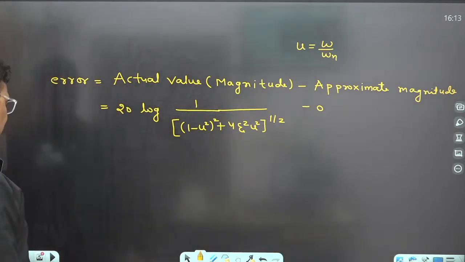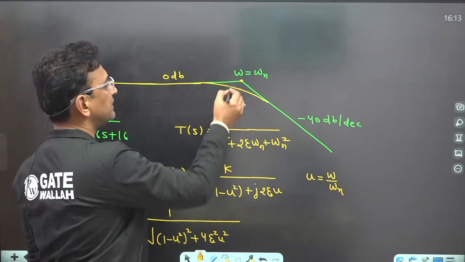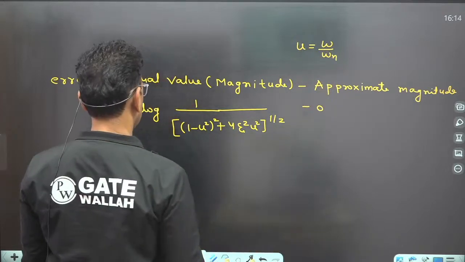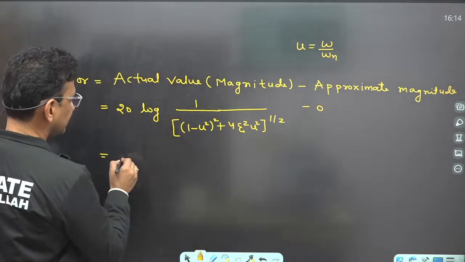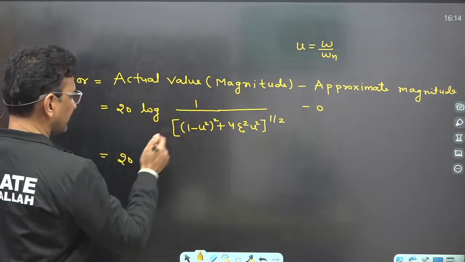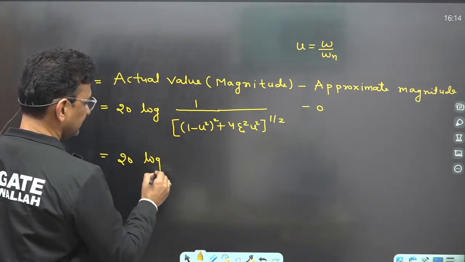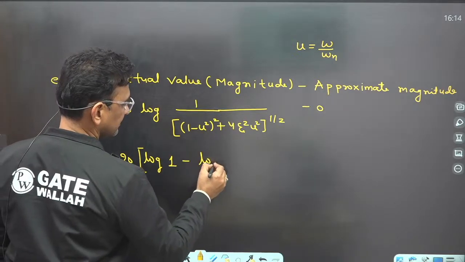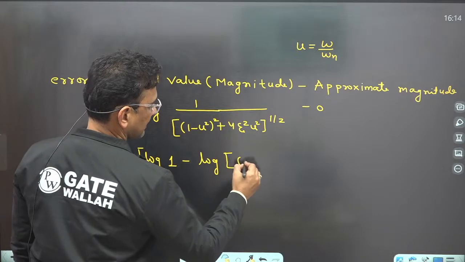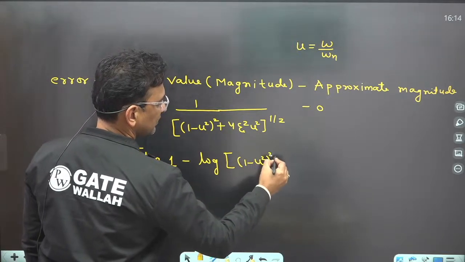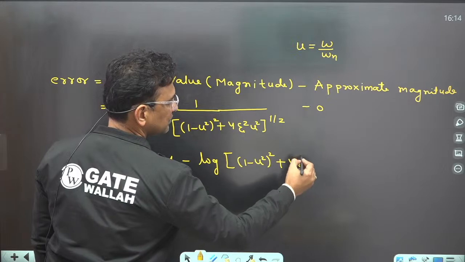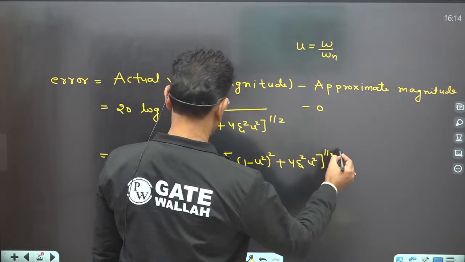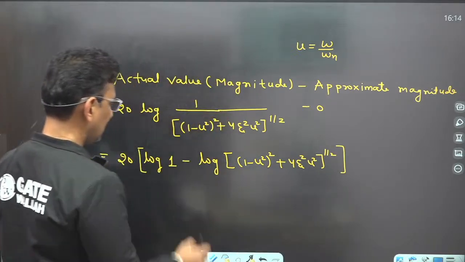Now we have to find out the magnitude at the corner frequency. At the corner frequency, omega will be omega n. So let us solve this one. 20 log x upon y means log x minus log y. So it will be log 1 minus log of (1 minus u square) whole square plus 4 zeta square u square, raised to the power 1 by 2. Log 1 is equivalent to 0.